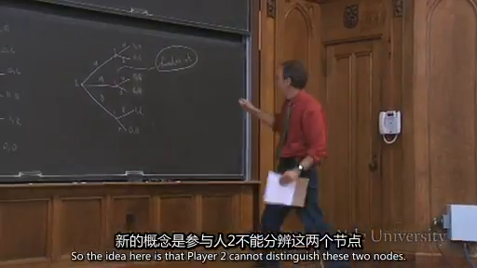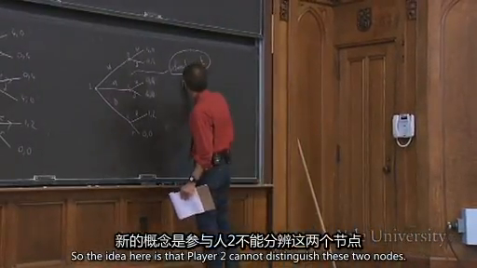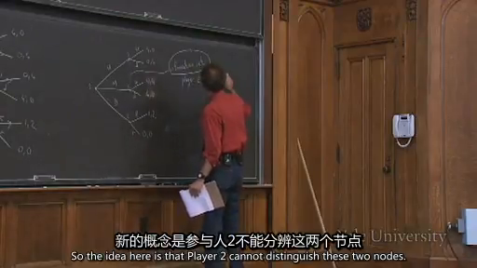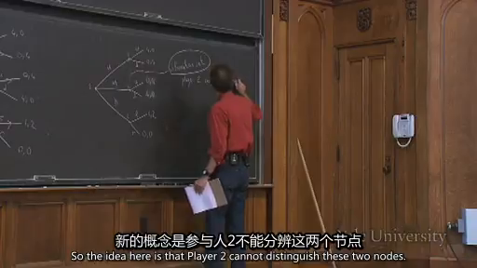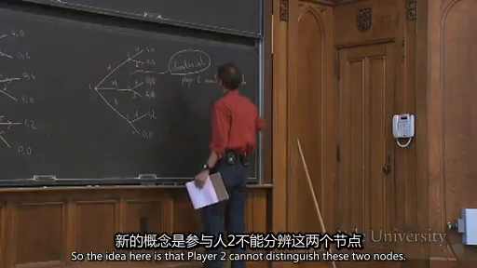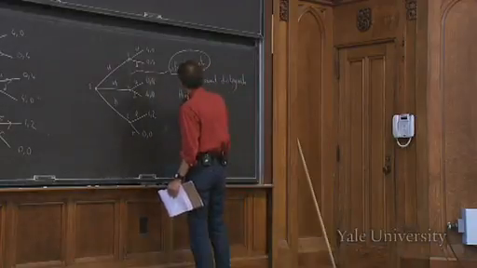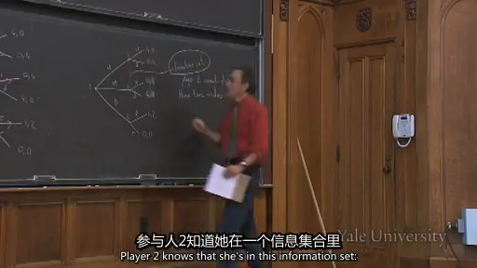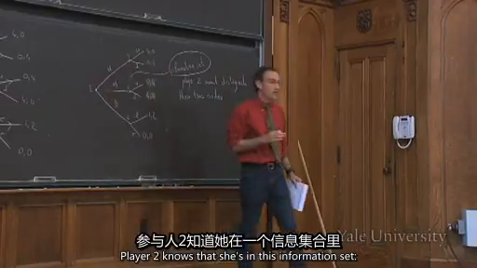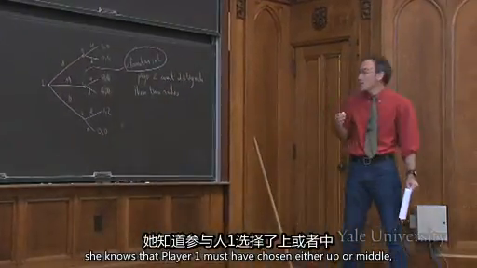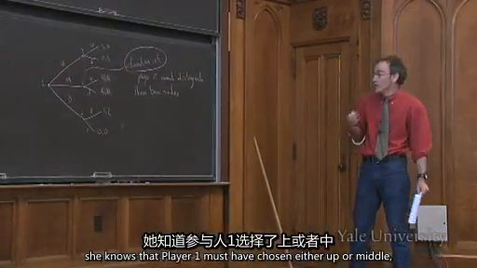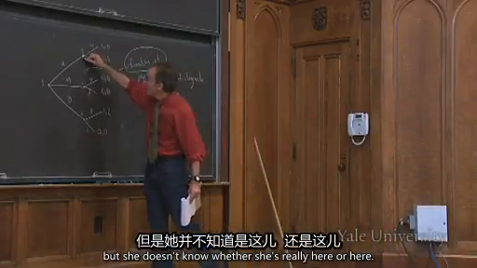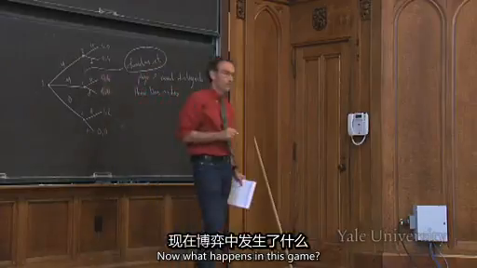All right, so the idea here is that player 2 cannot distinguish these two nodes. Player 2 knows that she's in this information set. She knows that player 1 must have chosen either up or middle. She knows that player 1 did not choose down, but she doesn't know whether she's really here or here.